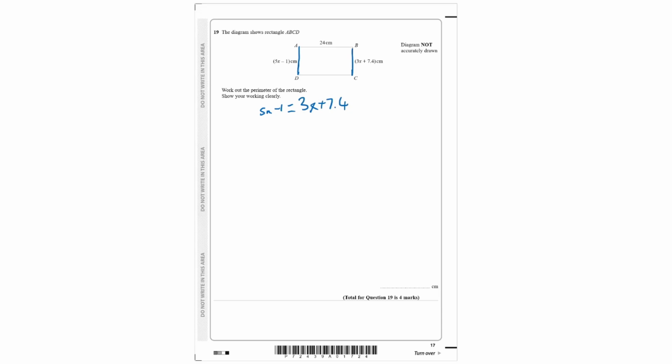We can then bring all the like terms to their respective sides. We have 5x minus 3x is equal to 7.4 plus 1. 5x minus 3x is 2x, which is equal to 8.4. So we divide both sides by 2. That means x is given to us as 4.2.